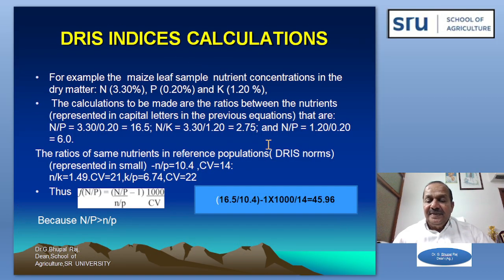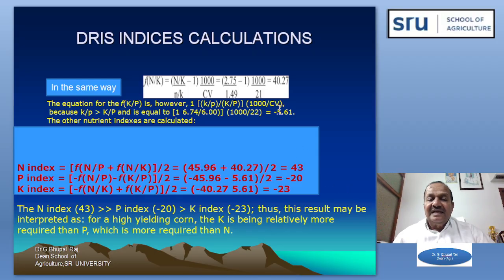N by P is 45.96. Here N by K is 40.27. So here we have calculated 45.96, this is N by P, and N by K is 40.27. These are the functional values, divided by how many ratios we have taken into consideration? Only two ratios, so that's why divided by 2. So it gives 43. So this is the nitrogen index value. The DRS index for nitrogen is 43.